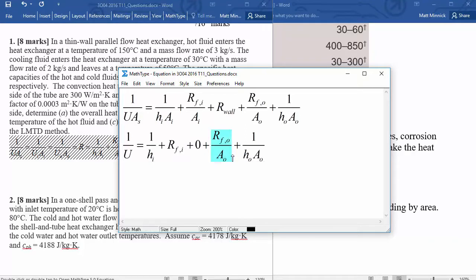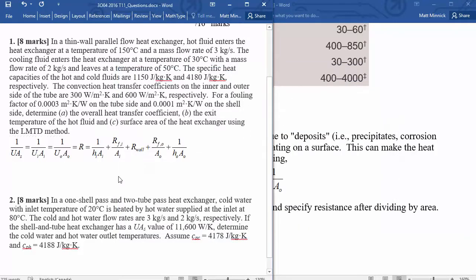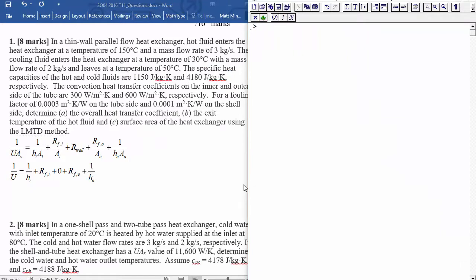So what we're left with is that the overall heat transfer coefficient is 1 over this sum over here in terms of all those parameters that we were given. So that's not so bad. We can figure that out. So U should be equal to 1 over 300 plus 1 over 600 plus 3e-4 plus 1e-4, for an overall heat transfer coefficient of 185. This should be lower than the convection coefficients that we started with.